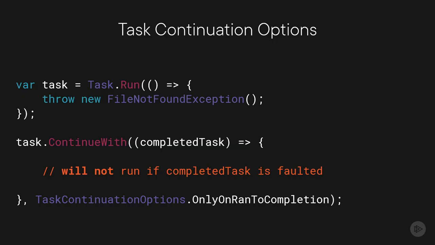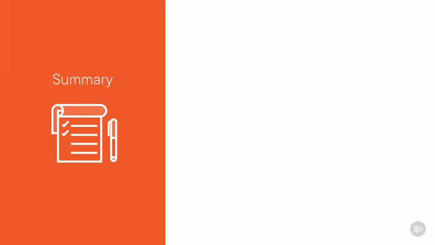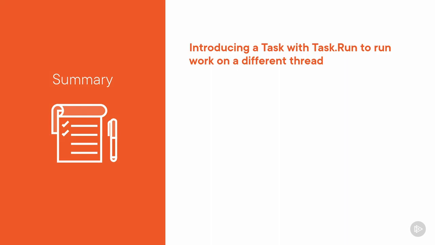We can tell the continuation to execute only when it succeeded, if there's a failure, or if it's been cancelled. This means that we can make sure that we validate the success of our tasks and notify users accordingly. To summarize everything that we've talked about in this module, first we talked about introducing the task in the application. We saw how we can wrap synchronous code in a task to offload the work to a different thread, really to run that somewhere else. In our case, that was to relieve the UI from too much work.